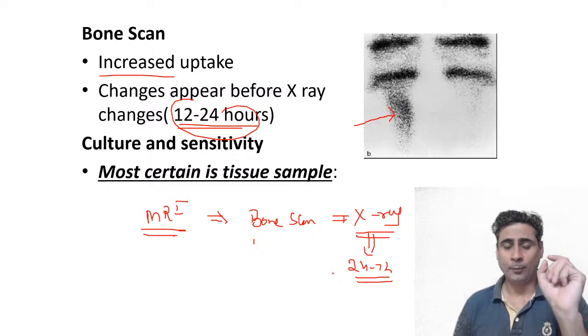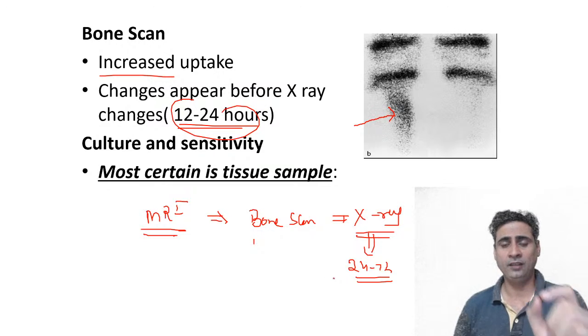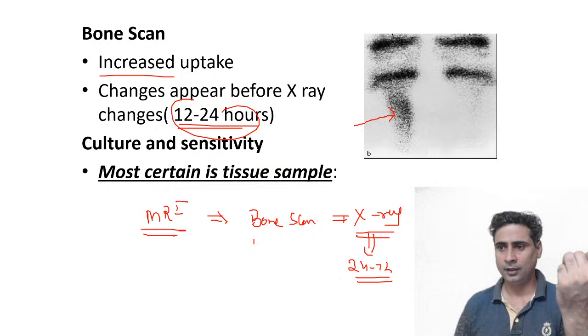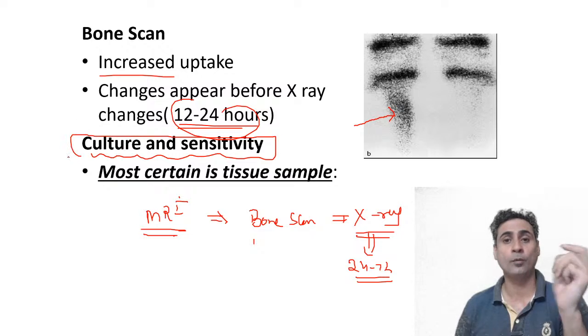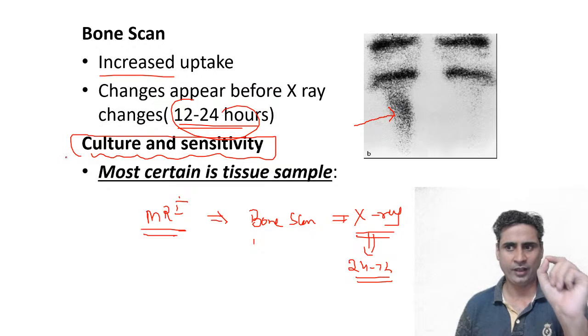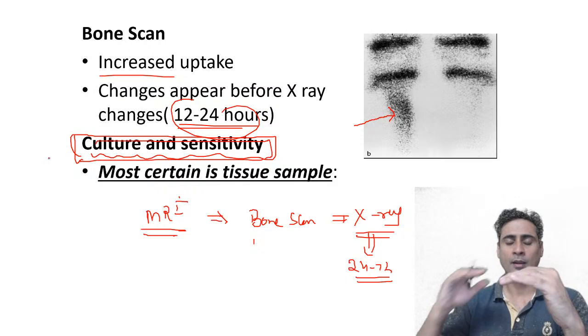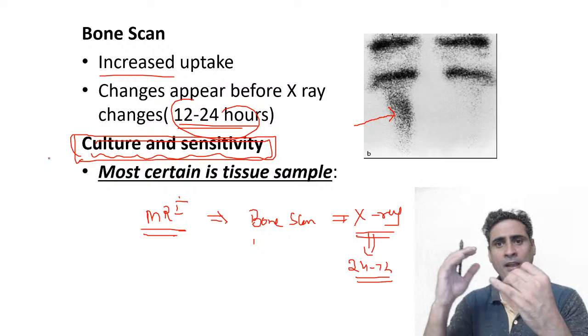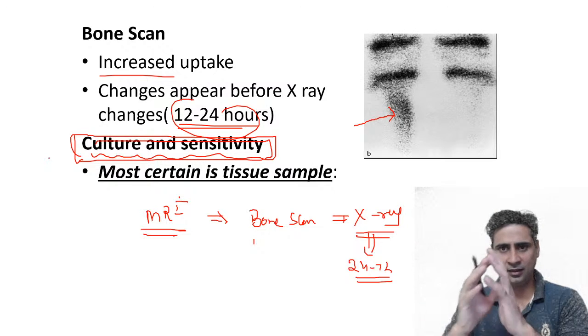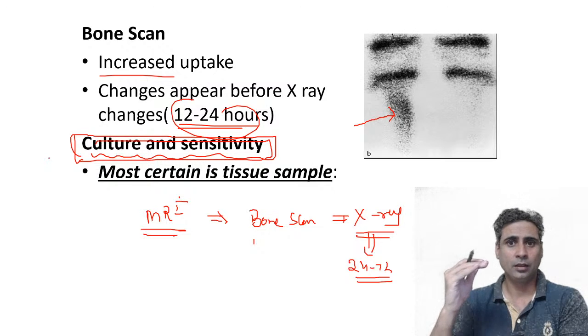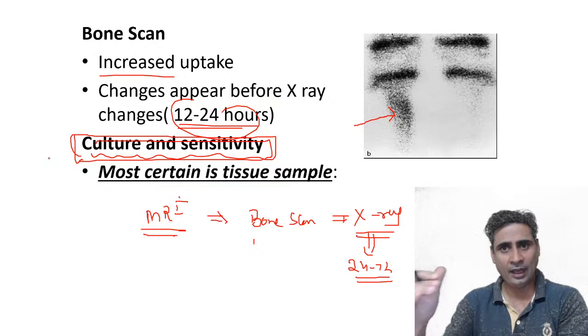But the most sensitive and specific investigation to confirm the diagnosis overall is culture and sensitivity of the tissue sample or pus taken from the infected site. This is the diagnostic test, culture and sensitivity. Okay, microscopic examination of that sample and then culture and sensitivity. That is the diagnostic test, and MRI is the most sensitive radiological investigation.